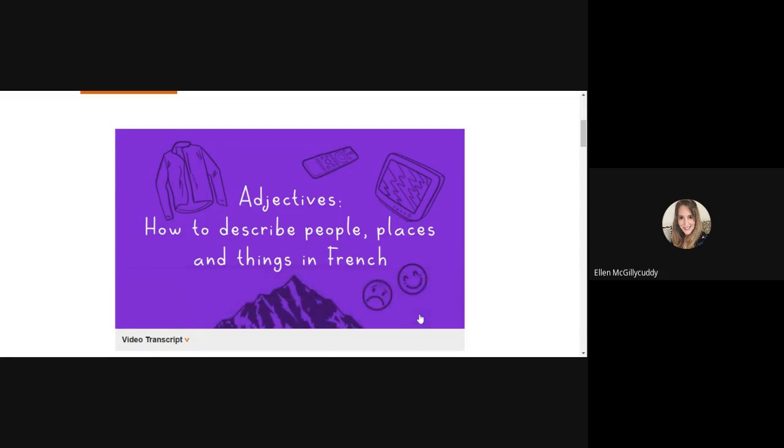Hi all. So in today's lesson, we are going to look at adjectives and how to describe people, places and things in French. And this is probably one of the most important pieces of information that you need to know, regardless whether you're in year 7, year 8, year 9, year 10 and year 11. Because it's dependent on whether you're talking about a masculine noun or a feminine noun or a plural noun, you will have to change the adjective to link with it. And we saw that when we were discussing clothes, school uniform, and pets.